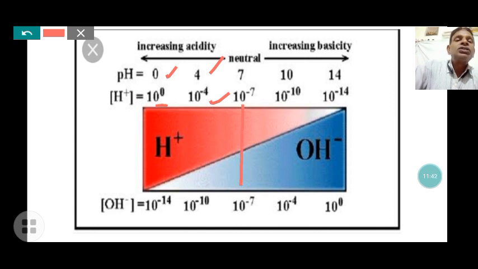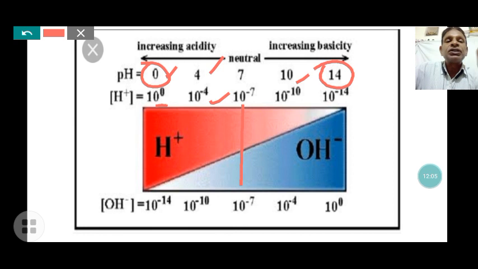Now, if the concentration of hydrogen ion becomes 10 to the power minus 10, that is very decreased, the pH increases to 10. If the concentration of hydrogen ion is 10 to the power minus 14, then the pH of the solution becomes 14. That is a strong alkaline, strong basic solution, while pH equal to 0 is strongly acidic. If the pH is a negative value, like negative 1, the solution is considered highly acidic.